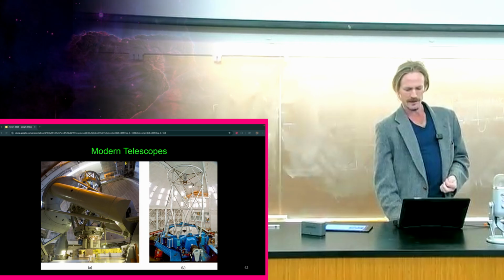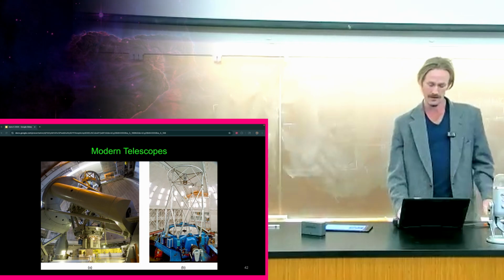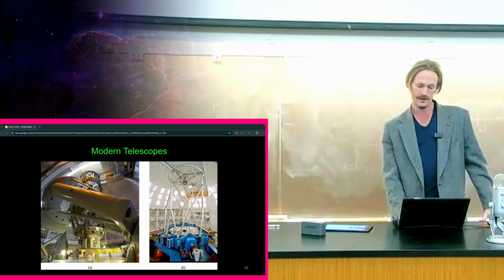This is the Mount Palomar mirror. I have some friends who live down there in San Diego. Very cool observatory you can visit.